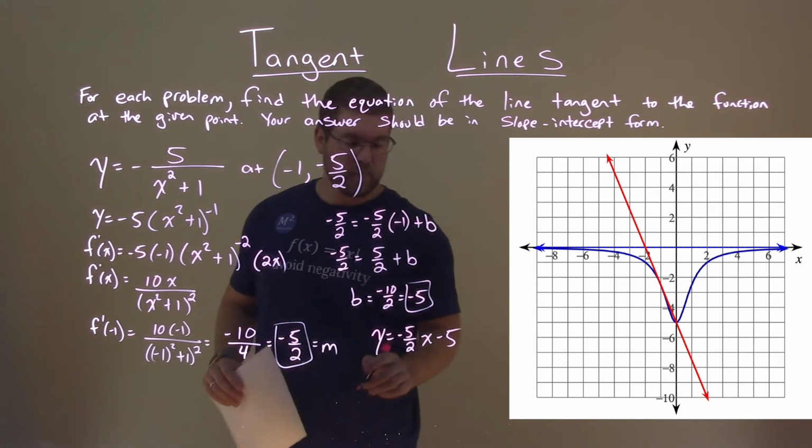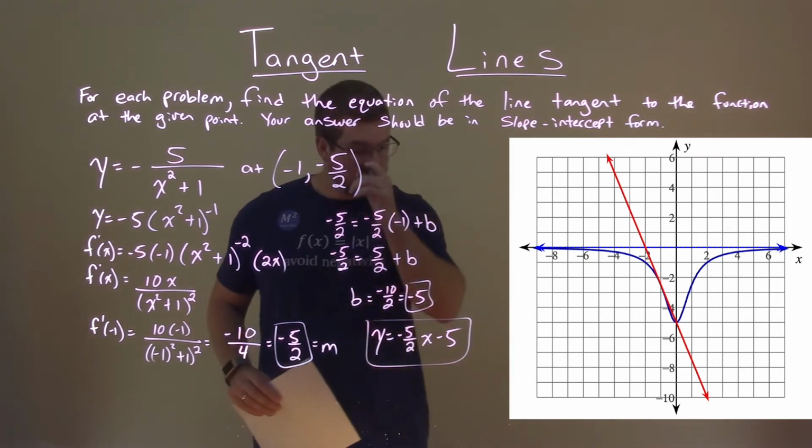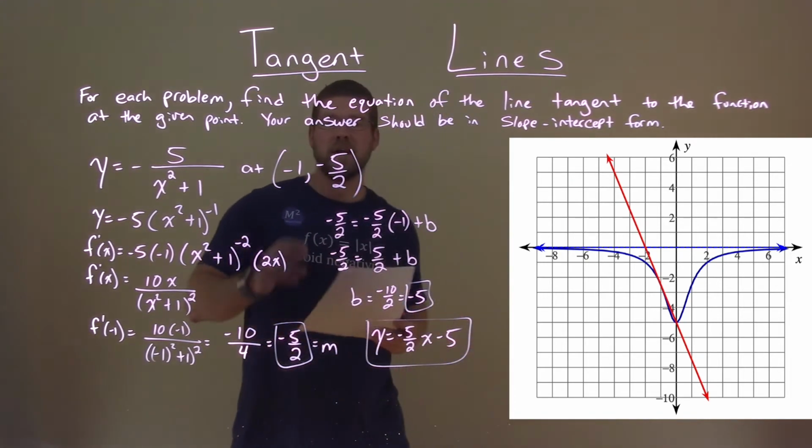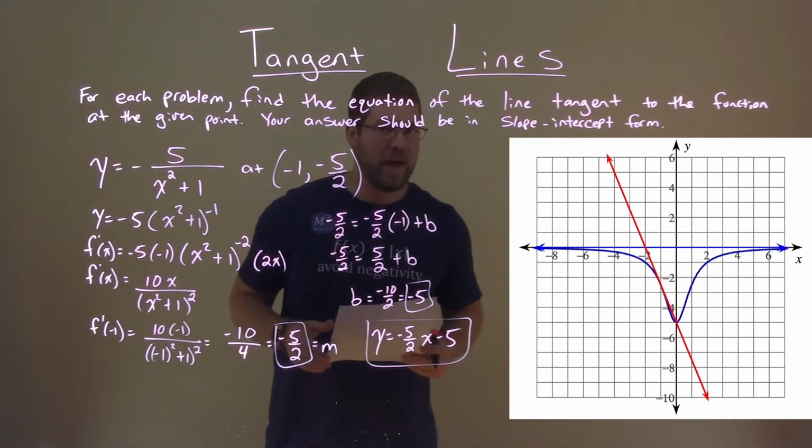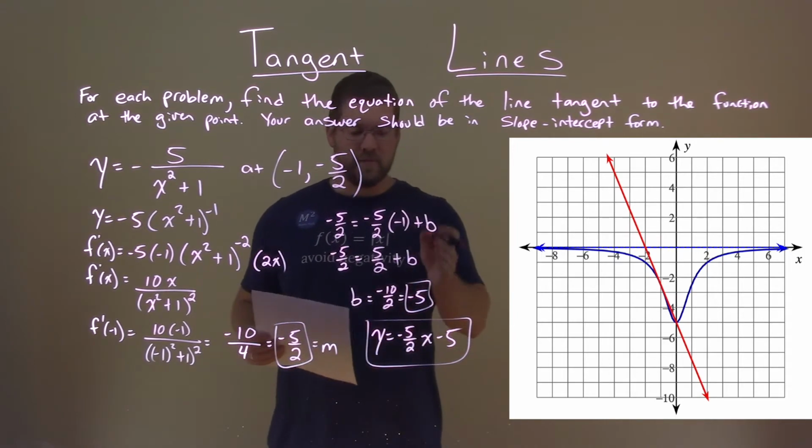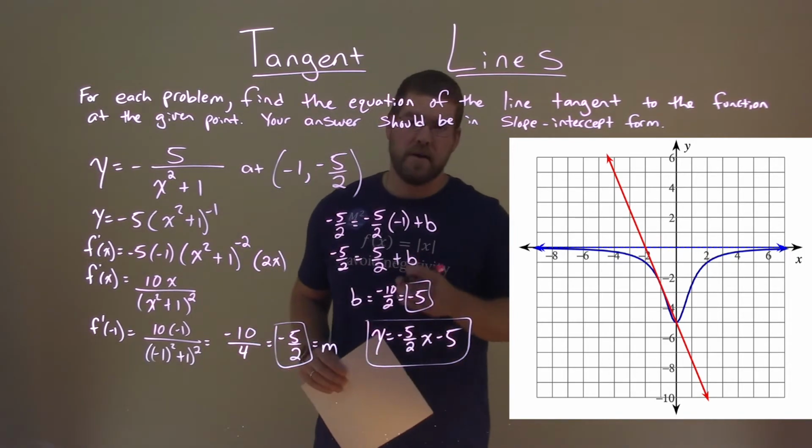Minus 5 here. And so the equation of our line that's tangent to the function at negative 1, negative 5 halves is y equals negative 5 halves x minus 5.